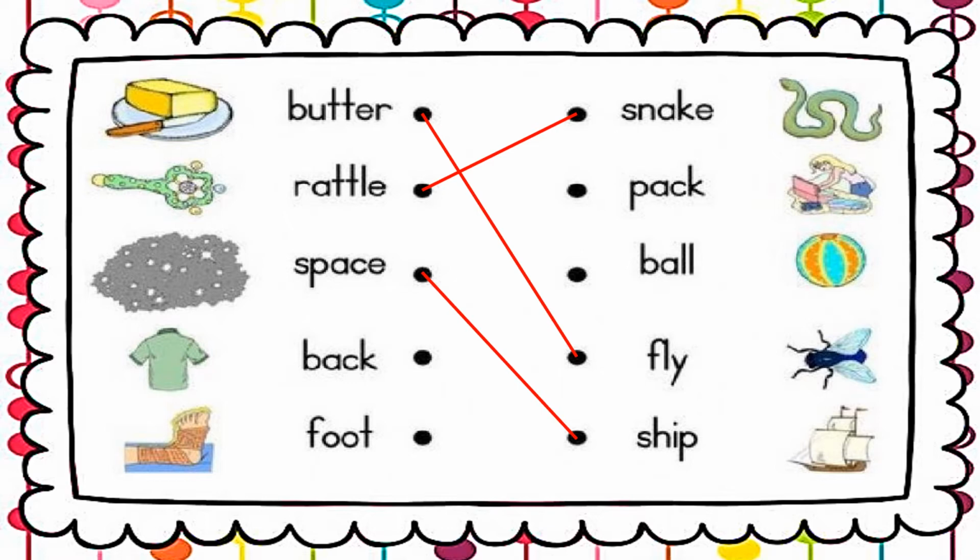Next one, back. We will connect it to pack. Back plus pack equals backpack. Then the last one, foot. We will connect it to ball. So foot plus ball equals football. So what are our compound words that we created? Correct, butterfly, rattlesnake, spaceship, backpack, and what's the last one? Football, right.